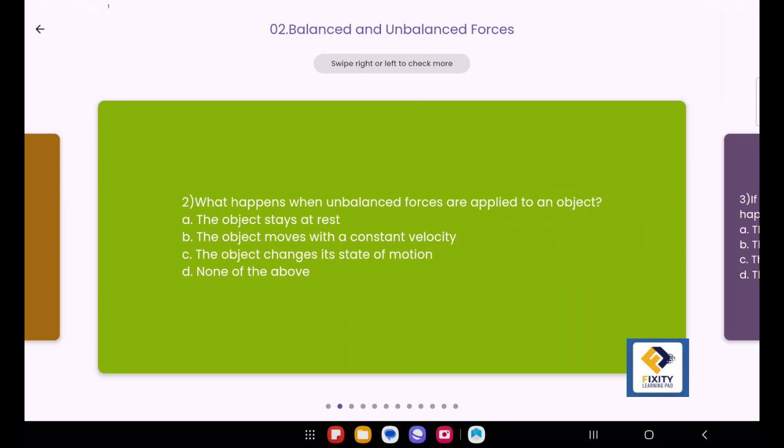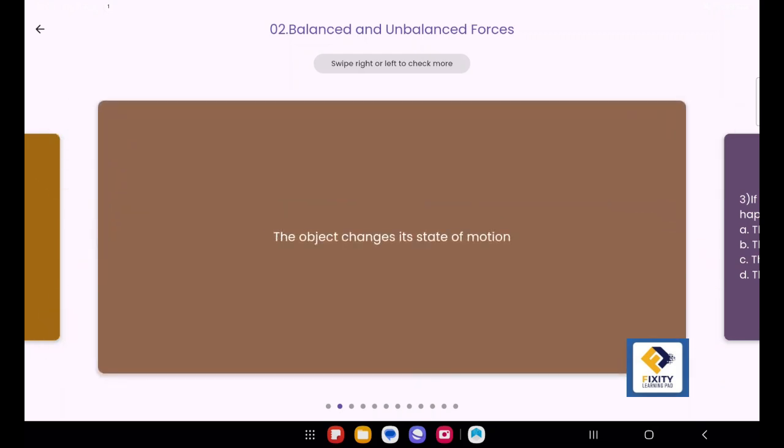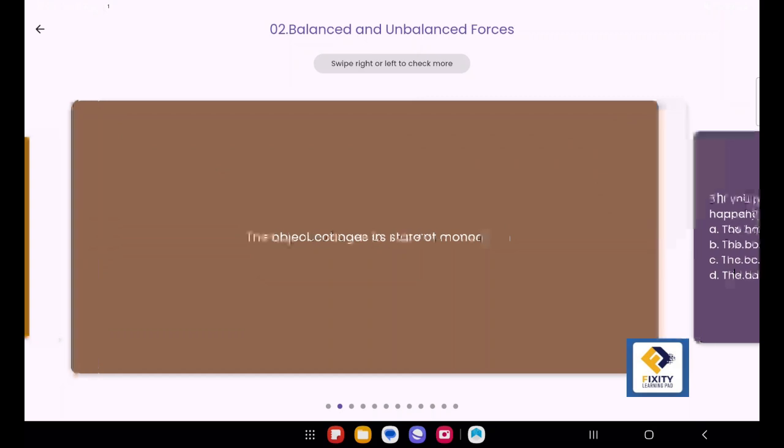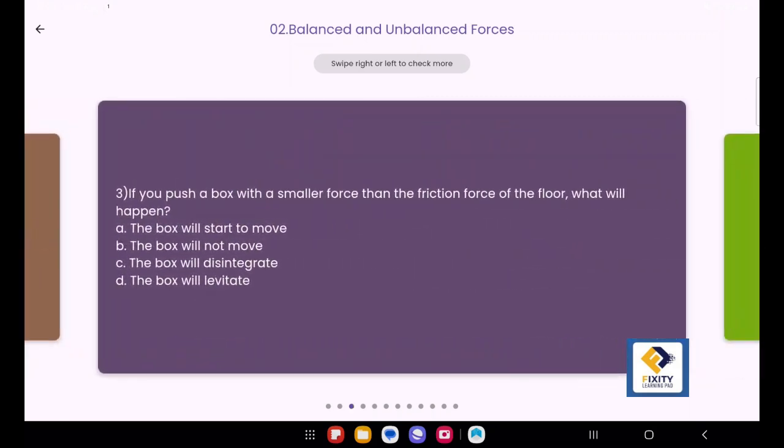Right? Now, what happens when unbalanced forces are applied to an object? Again, very simple question. The object stays at rest, the object moves with a constant velocity, the object changes its state of motion, or none of the above? The object changes its state of motion.